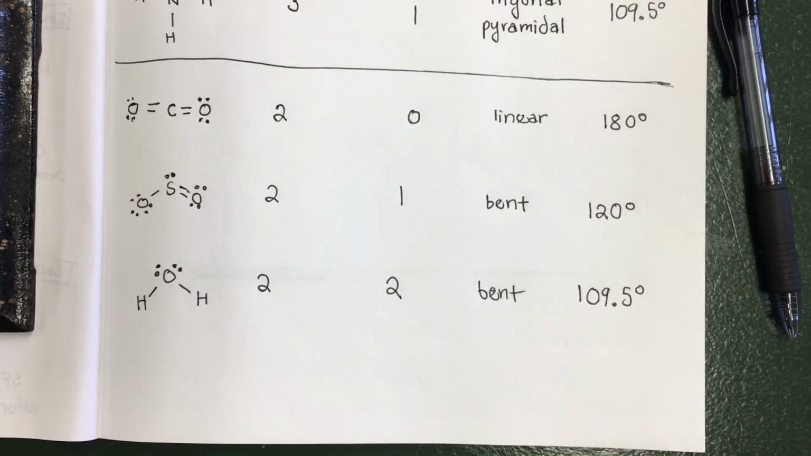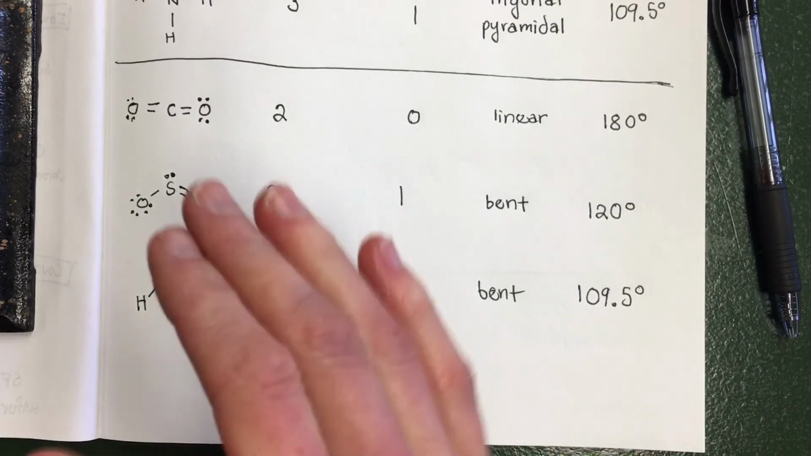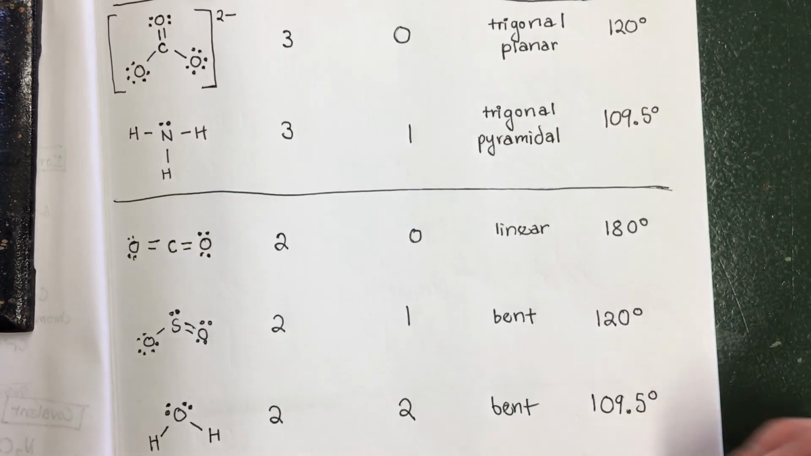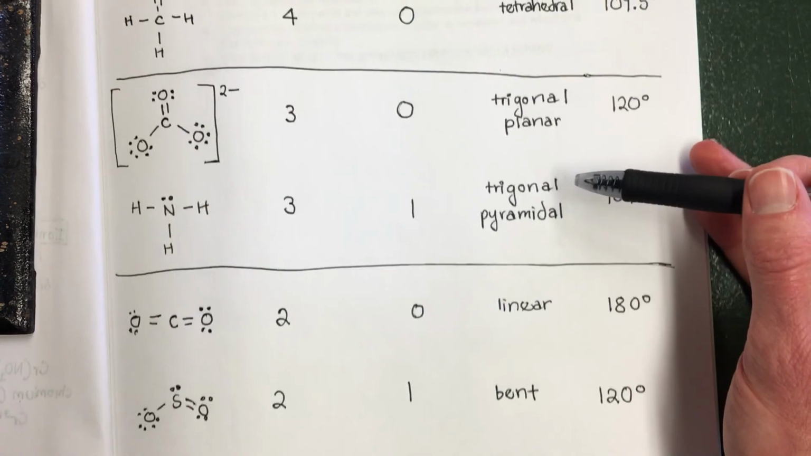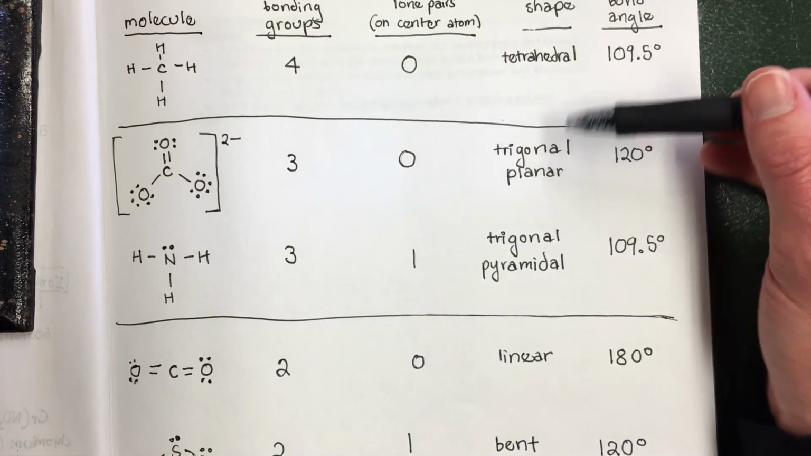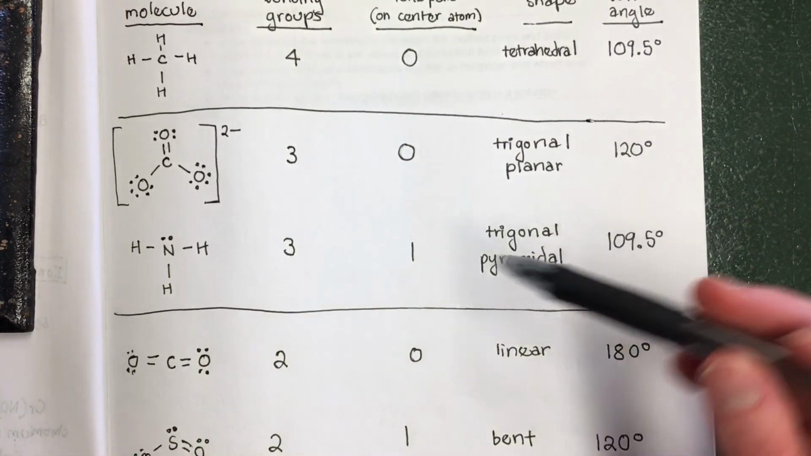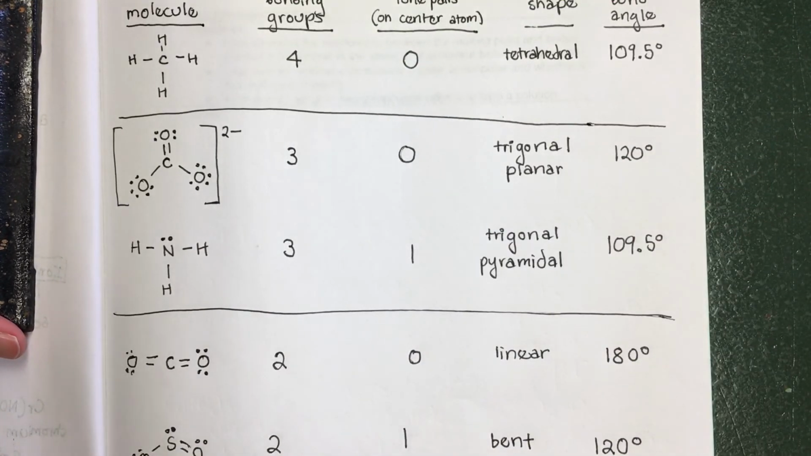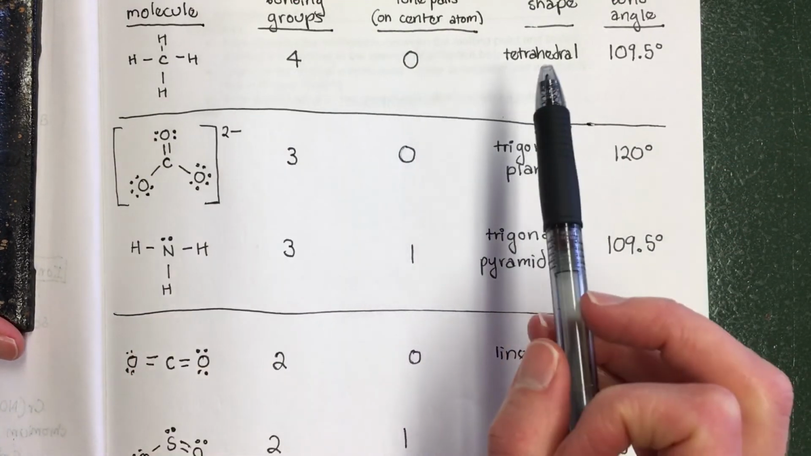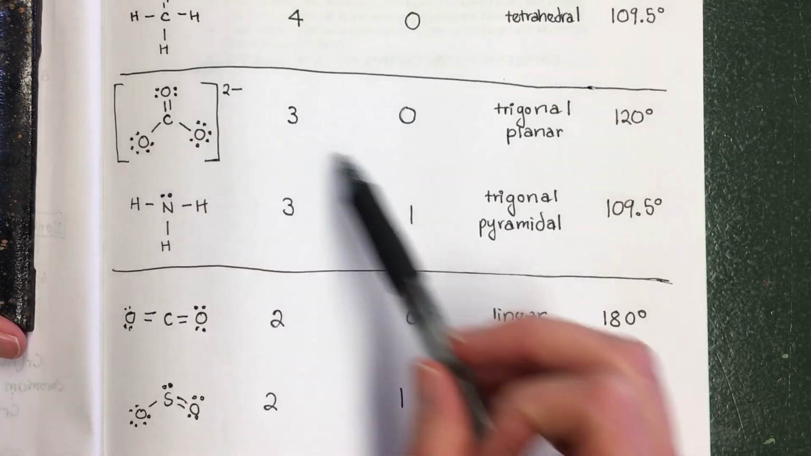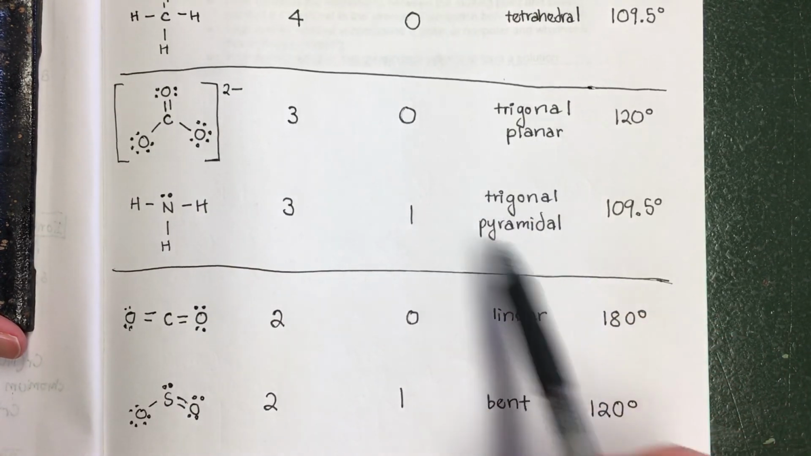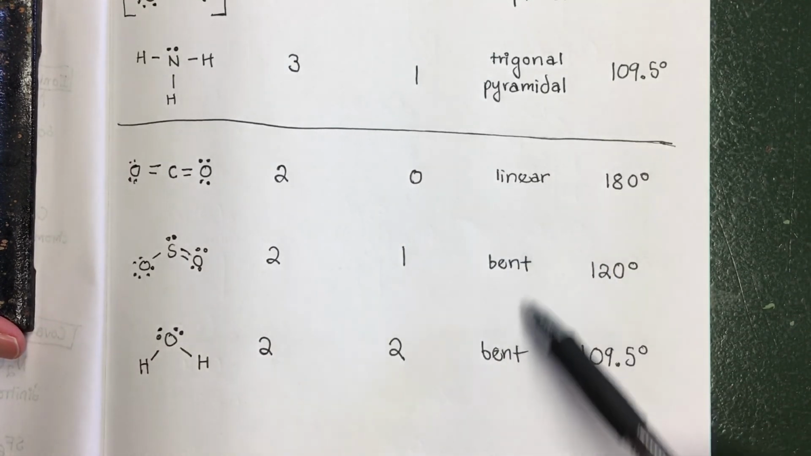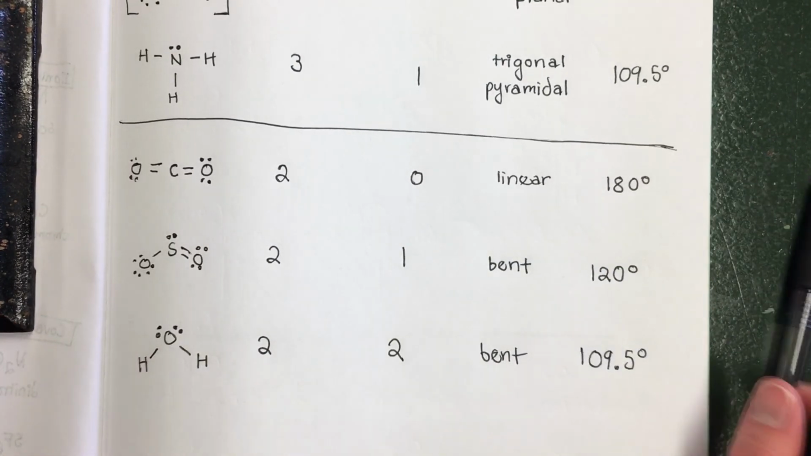So that is valence shell electron pair repulsion theory. So you need to know these 5 shapes: bent, linear, trigonal pyramidal, trigonal planar, and tetrahedral. And it may seem like a lot, but once you practice a little bit, it's pretty easy to distinguish these. Again, we've got 4 bonds, it's tetrahedral. If you've got 3, it's either trigonal planar or trigonal pyramidal. And then if you've got 2, it's either linear or bent. And the bent can have 2 different angles. And that's it.